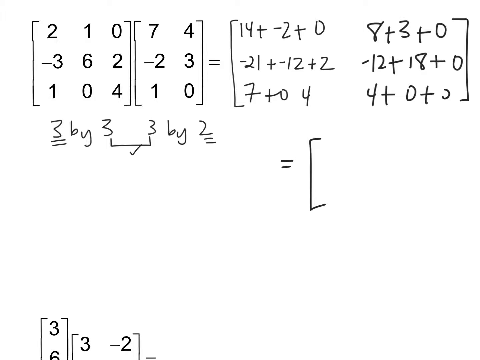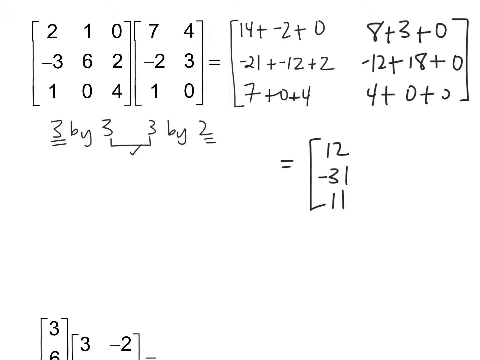So my final answer is going to be going across the top. 14 plus -2 plus 0 is 12. Going across the middle of the left, -21 and -12 is -33, plus 2 is -31. And going across down here, 7 plus 0 plus 4, lost my plus sign there it looks like, is 11.